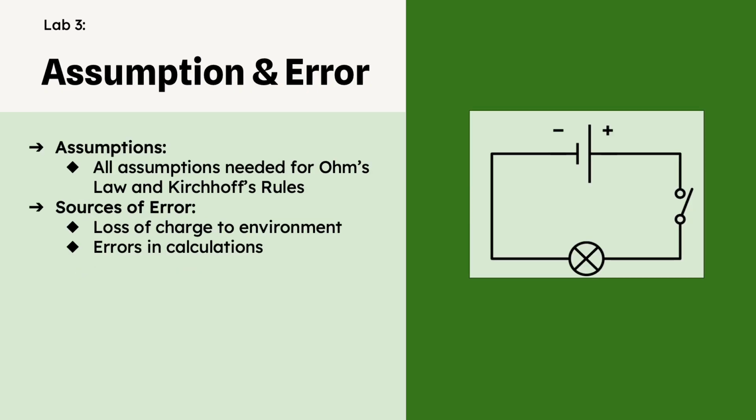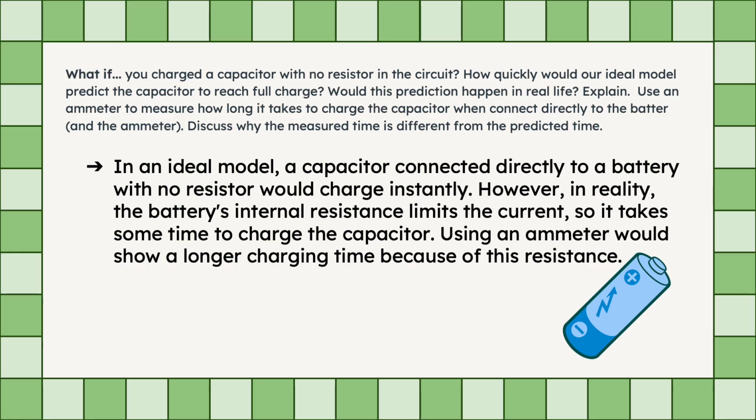For this lab, some assumptions that we made were that all of the rules needed for Ohm's law and Kirchhoff's rules hold true, and sources of error could have been loss of charge to the environment or errors in our calculations. For our what if question, we were asked, what if you charged a capacitor with no resistor in the circuit? How quickly would our ideal model predict the capacitor to reach full charge? Would this prediction happen in real life? And then we're asked to explain.